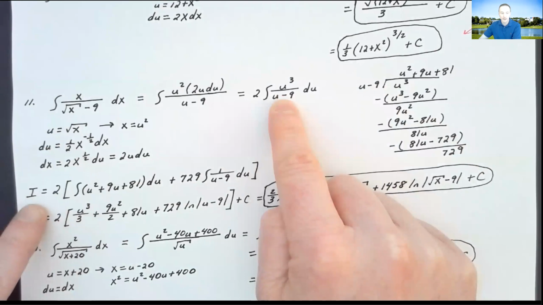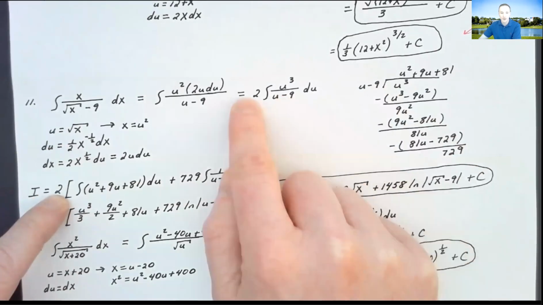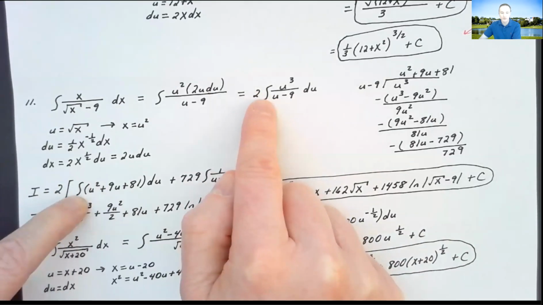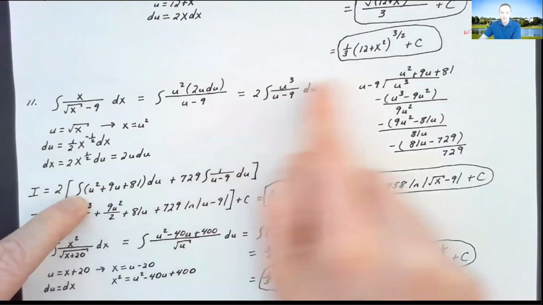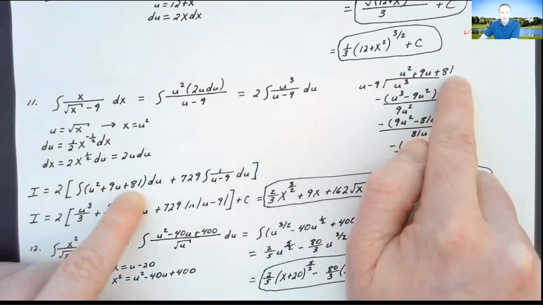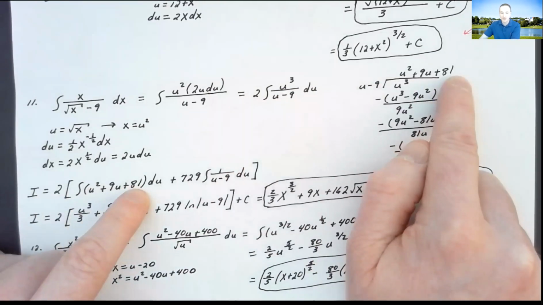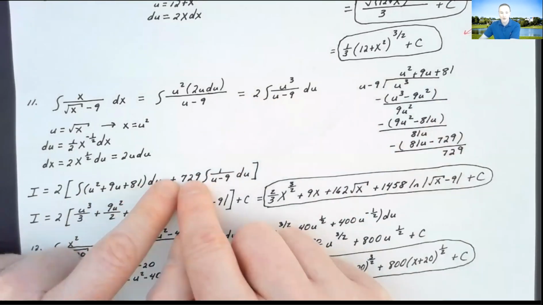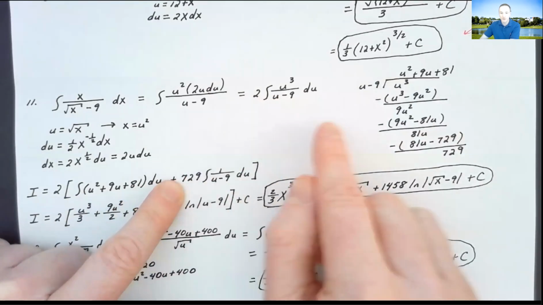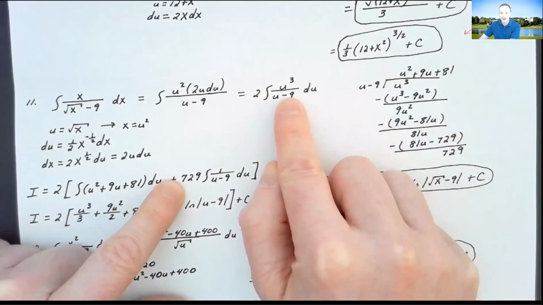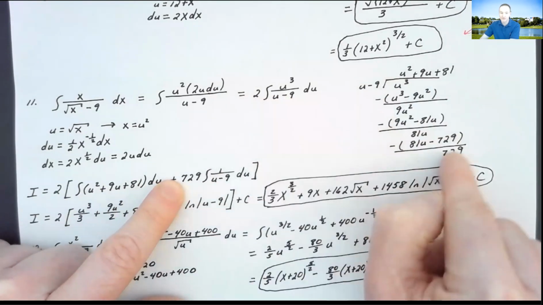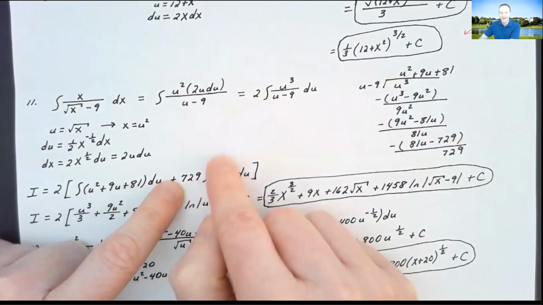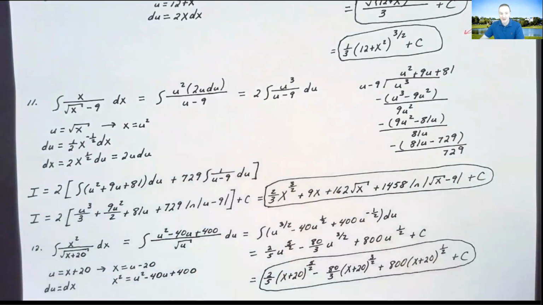This was my integral. I can say, well, my integral is going to become 2, so I have the 2, times the group. Well, what's the first part of the group? The first part of the group is the integral of the part that divided out evenly. So you'll see the integral of u squared plus 9u plus 81 integrated with respect to u. Then you say plus, we would have the integral of 729 over u minus 9. I just went ahead and factored that 729 out in front and said plus 729 on the integral of 1 over u minus 9 du.